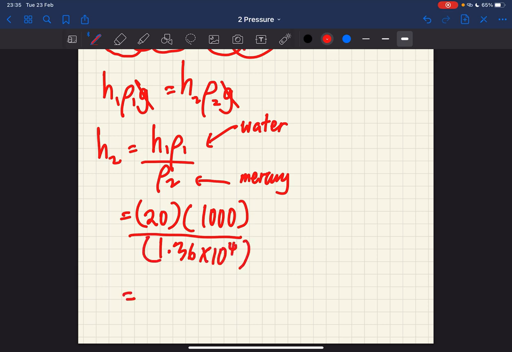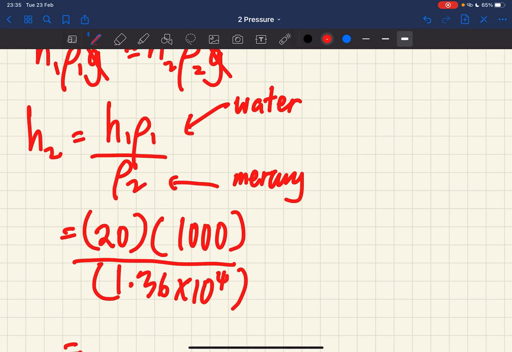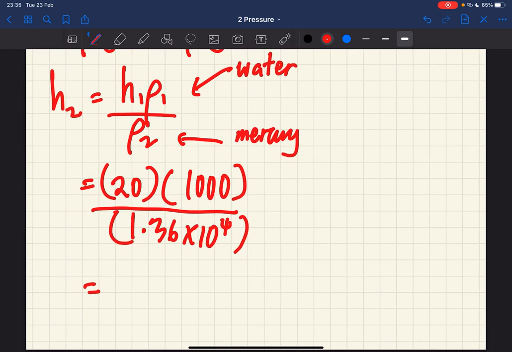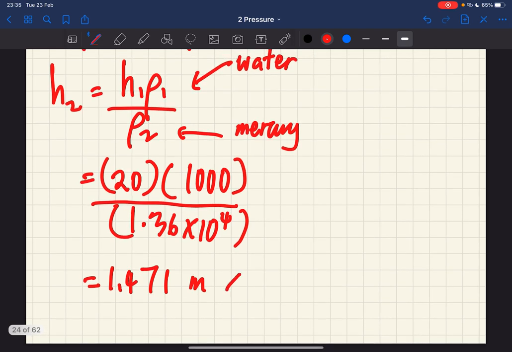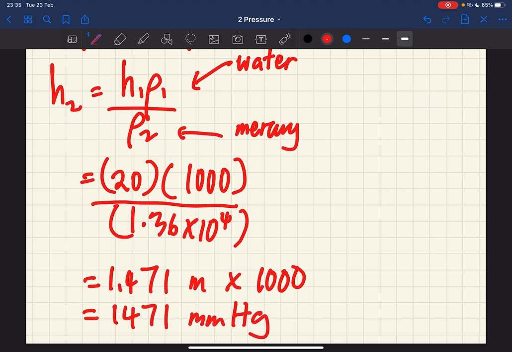Now, press the calculator and count it for me. 20 times 1000 divided by 1.36, and you get the answer, 1.471 meter. The question asks for mm, so times 1000, you get 1471 mmHg. You get that? I think you do. All right.